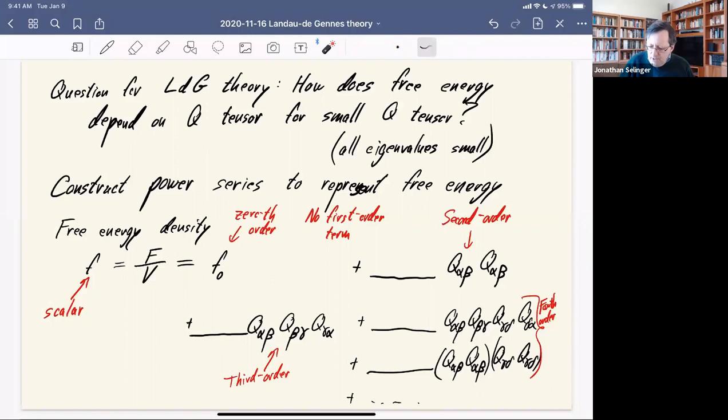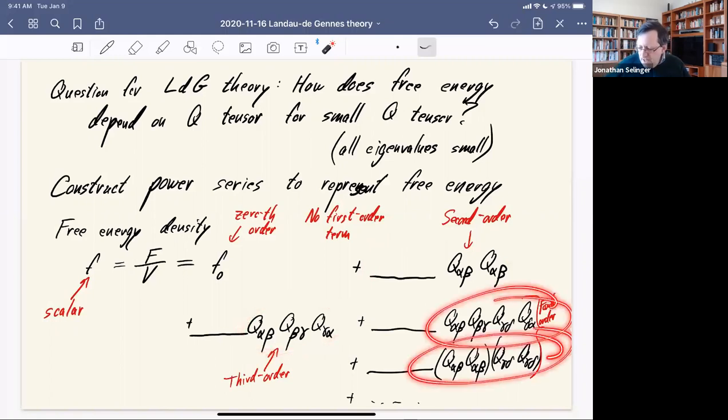Okay, so we started with writing out the free energy density, that is the free energy per volume. And that is a constant. Then there's no term that can be first order in the order parameter. There's nothing that we could construct with the right symmetry properties to go there. And then there could be something that's second order in the order parameter, something third order, a couple possibilities that are fourth order. Let's stop there.